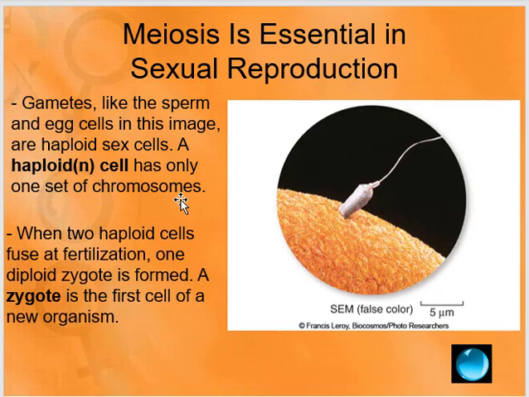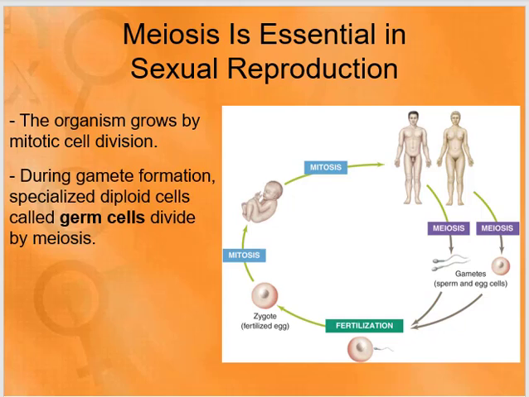A haploid cell has one set of chromosomes, like I said, and when two haploid cells come together, they form a zygote. And the only haploid cells that humans ever produce are either eggs or sperm. And meiosis only occurs to produce the eggs and sperm. Mitosis is the way that we get all the other cells. Okay? So these specialized diploid cells are called germ cells, and they arrive through a process called meiosis.